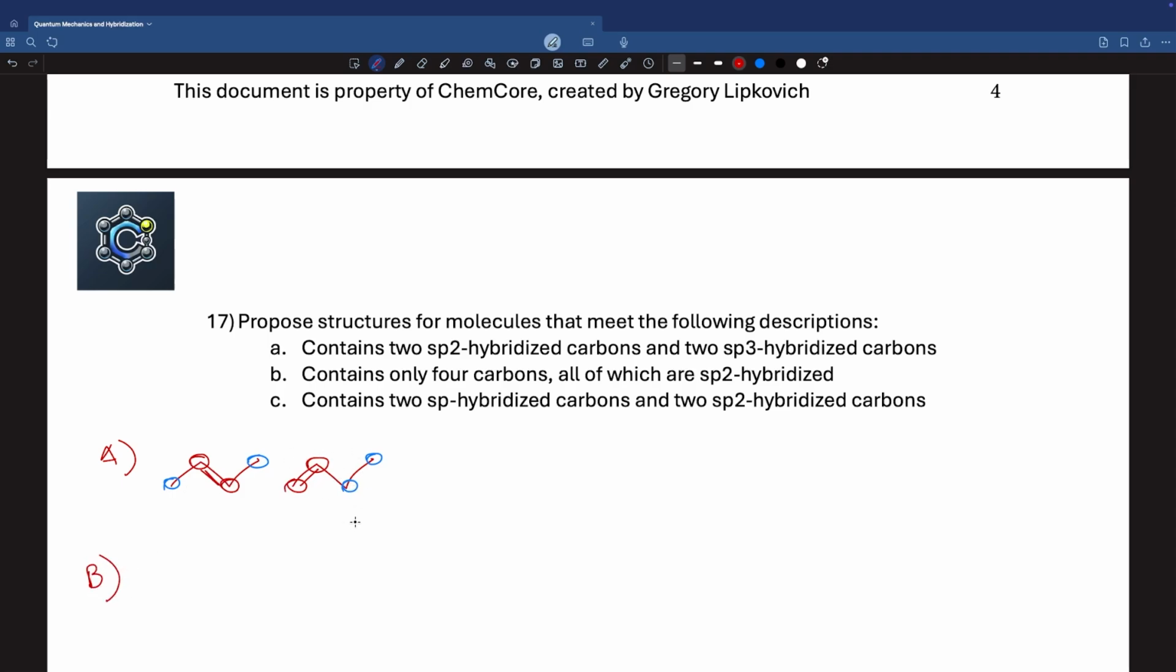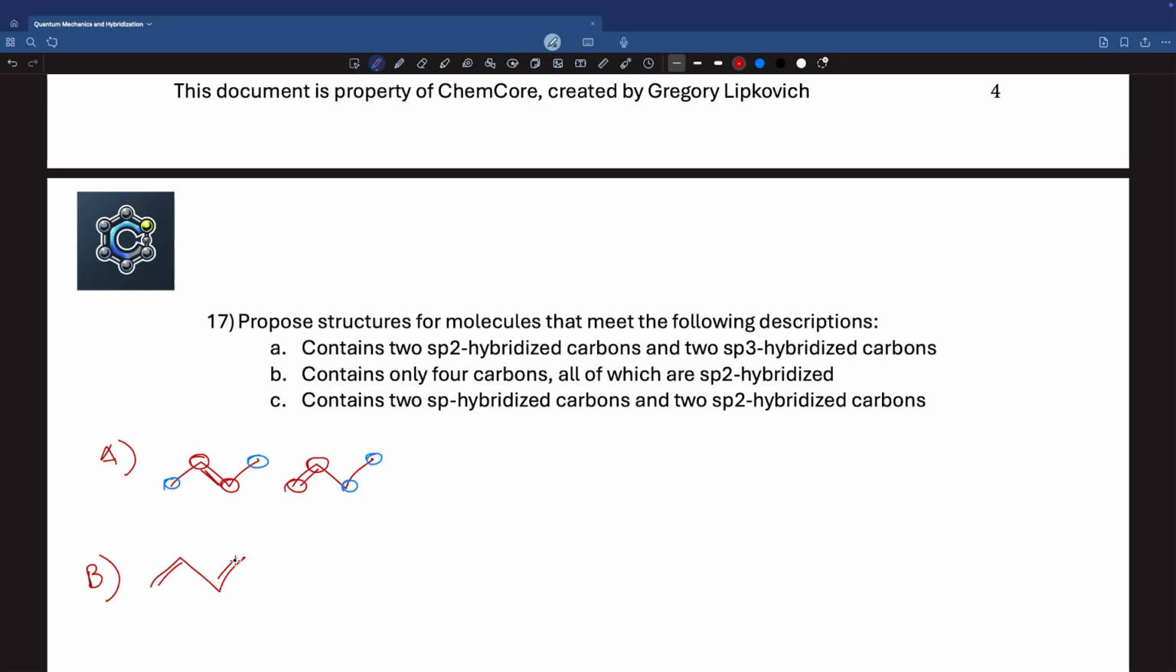In B, it's asking us to contain only 4 carbons, all of which are sp2 hybridized. Well, the only way to really do that, let's draw a similar structure as before, is to make sure that every carbon has only 1 double bond. And so this is the only way to really draw that. There might be different aesthetic ways to draw that, but this should be the only way, with a double bond, a single bond, and a double bond.